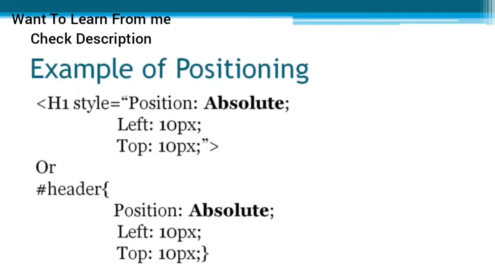Now let us take one example of positioning. It can be defined as an inline style. In this we can see that a style for H1 has been positioned using the value of absolute, and the left and the top values have been given in pixels. Or it can also be declared as an ID selector. So in this case, header is the ID selector, and we have also used the position as absolute. So there are different ways in which we can declare the CSS styles.